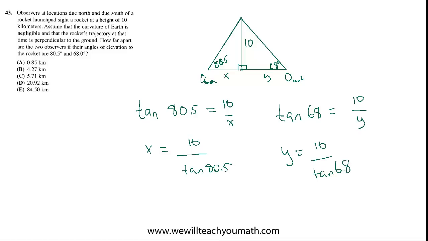And I've crunched these into my calculator. For x I got 1.67 kilometers, and for y I got 4.04 kilometers. So that's their respective distances from that central point where the rocket was launched. Their distance from one another is the sum of those two numbers, which is 5.71 kilometers. That's choice C.